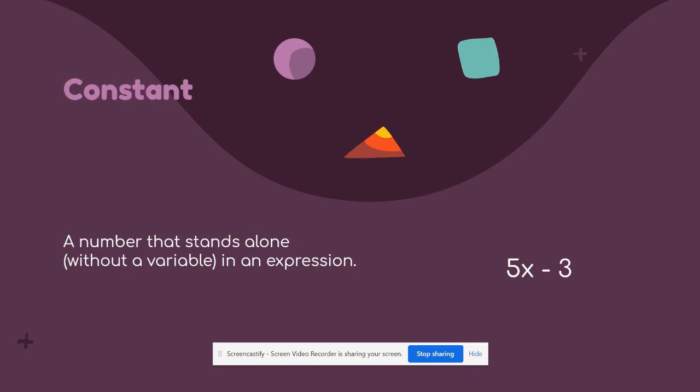Right? A constant is a number that stands alone without a variable in an expression. So it's just a regular old number. It's being added or subtracted. It's not being multiplied by a variable. In this example, your constant is -3. We're going to talk about why it's considered negative in a second.